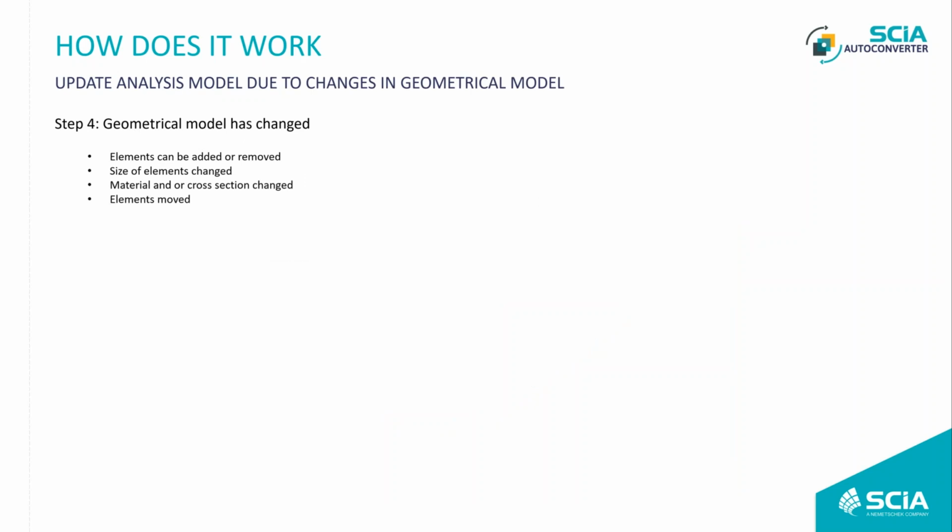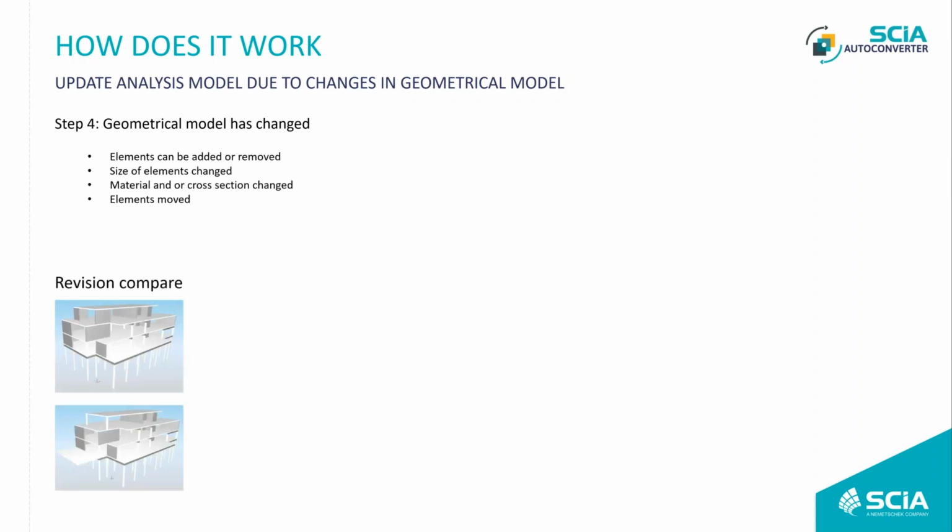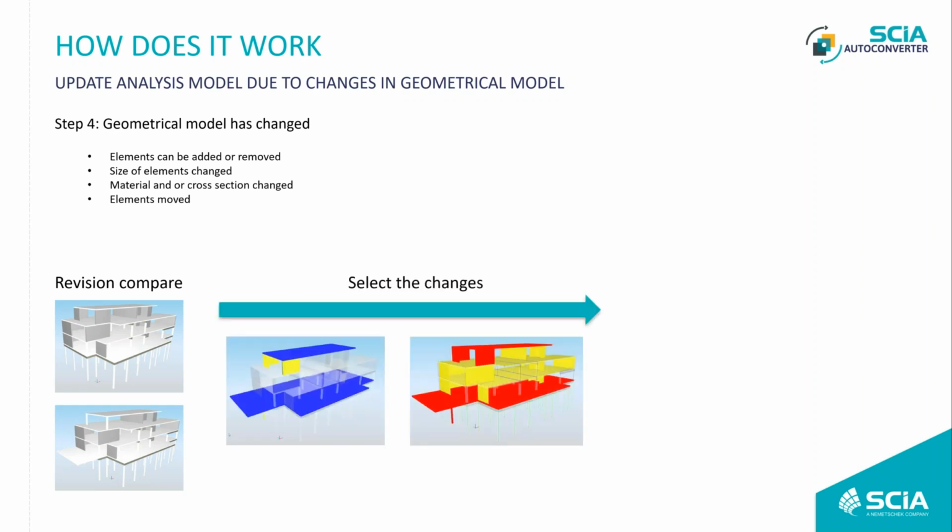That's not the end. We can continue with the workflow. So imagine that the geometric model has changed. Elements can be moved, or the size of an element can be changed. Maybe the material, or some elements could also be deleted. So if you upload your model as a new revision, then you can use the revision compare and see easily and clearly the changes. So for instance, here you can see that the walls are deleted and other changes are made. In the revision compare, you can see the results in the 3D scene.